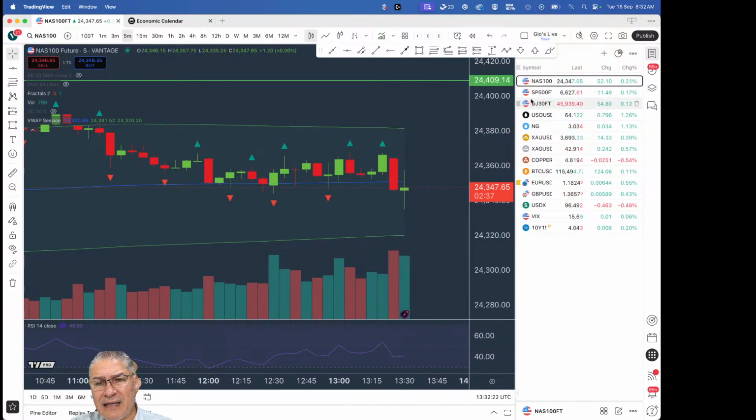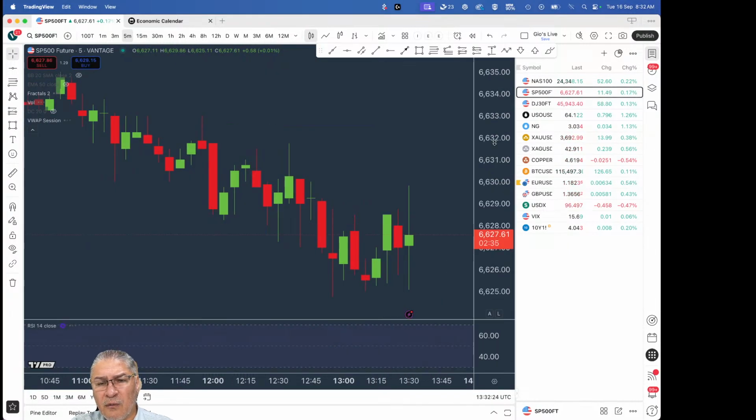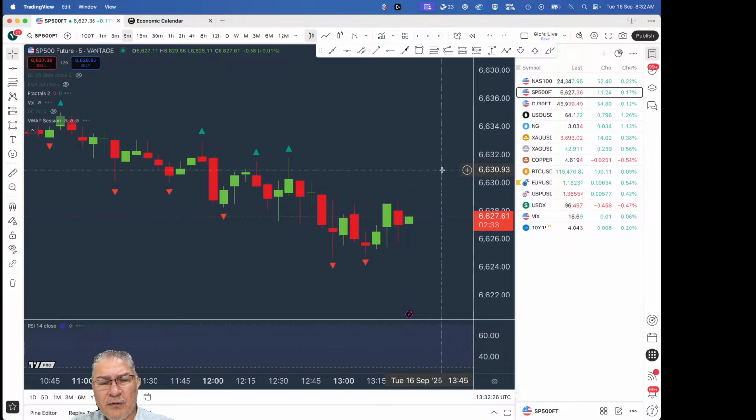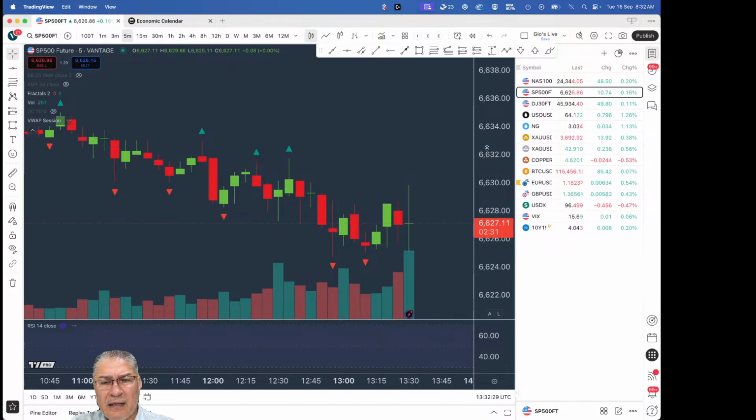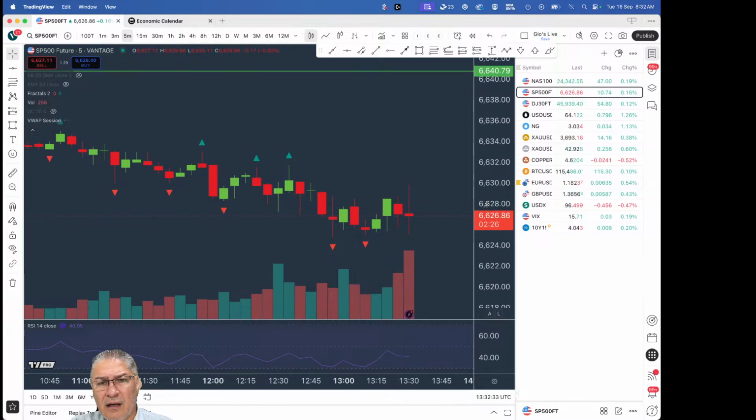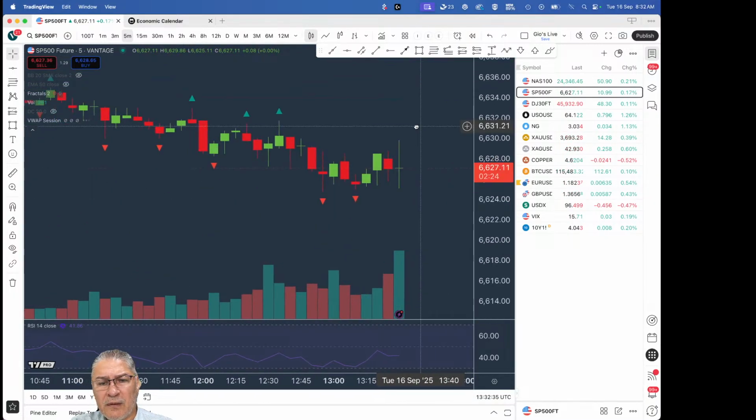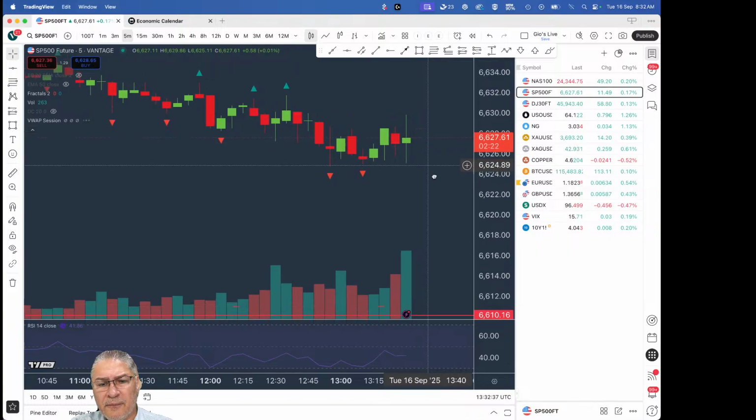Now that's for the Nasdaq. Let's take a look at what the S&P is doing in regards to the VWAP. And here the VWAP is completely, let's see where the VWAP is. It hasn't populated yet.